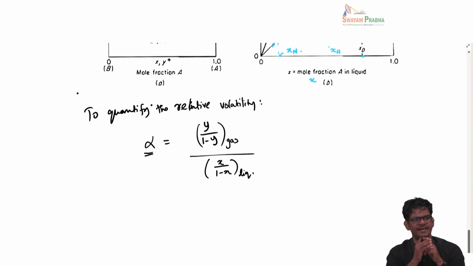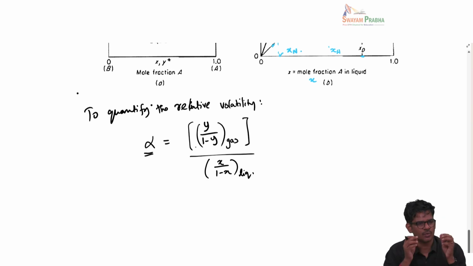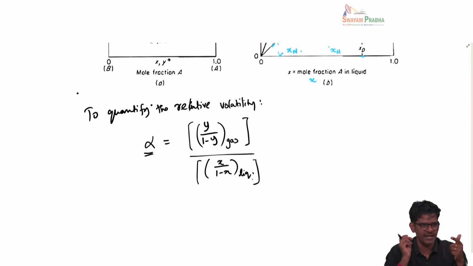So this relative volatility alpha is defined as the ratio of the concentration ratio of the components in one phase over the other. Okay, what I mean by that? I am looking at one ratio here, y by 1 minus y. y is the composition of component A in the gas phase, 1 minus y is the composition of component B in the gas phase. So y by 1 minus y is the ratio of the concentration of A to B in the gas. On the other side I also have x by 1 minus x, which is nothing but the ratio of the mole fraction of A to B in the liquid phase. Now I am taking the ratio of these two ratios.